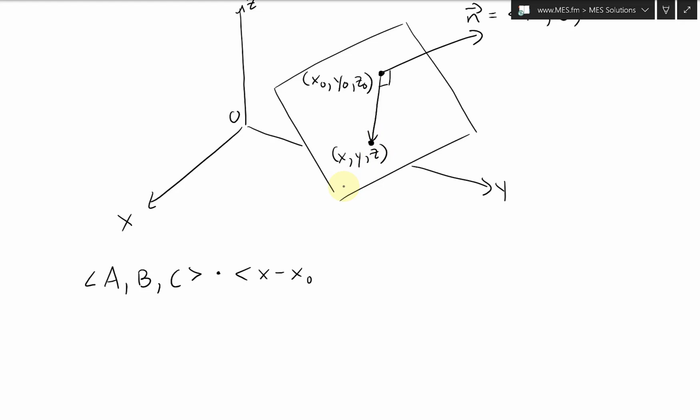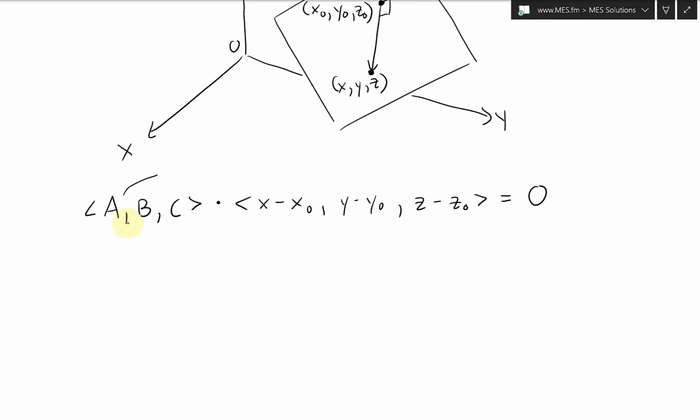X minus x0, y minus y0, z minus z0, and then recall from my dot product video, if they're perpendicular, that's equal to 0. Now we can just do the dot product. Remember, we just multiply the components and add them all up. So what we get is A(x minus x0) plus B(y minus y0) plus C(z minus z0), and this equals 0.